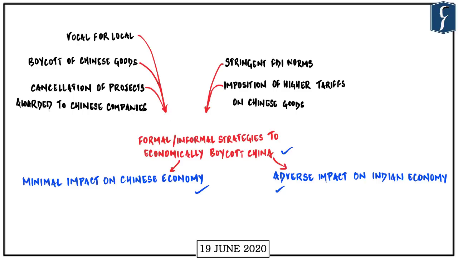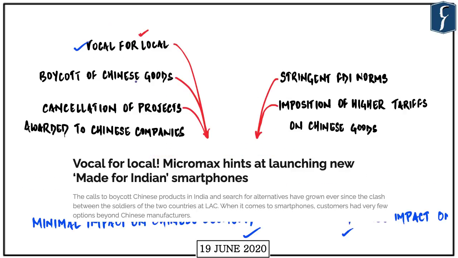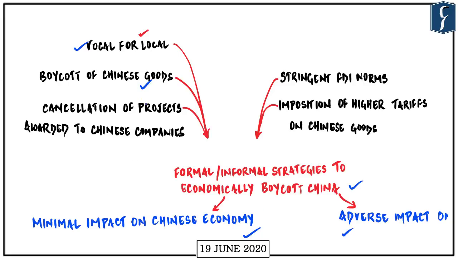Now, the first and foremost is the Vocal for Local campaign. It is basically about nudging Indians to buy only locally manufactured goods and refrain from buying foreign made goods, especially Chinese goods. Then there is the boycott of Chinese goods. And there is a sound economic principle behind it.